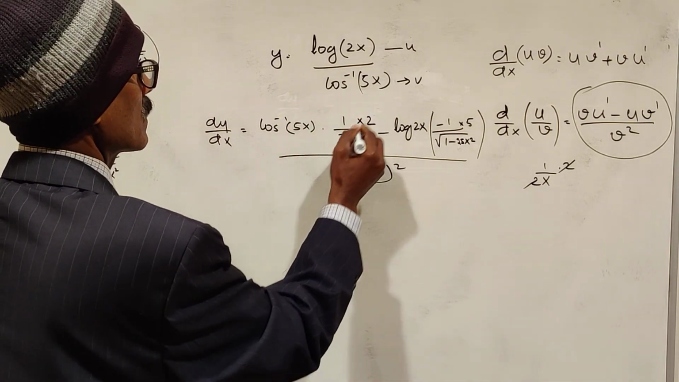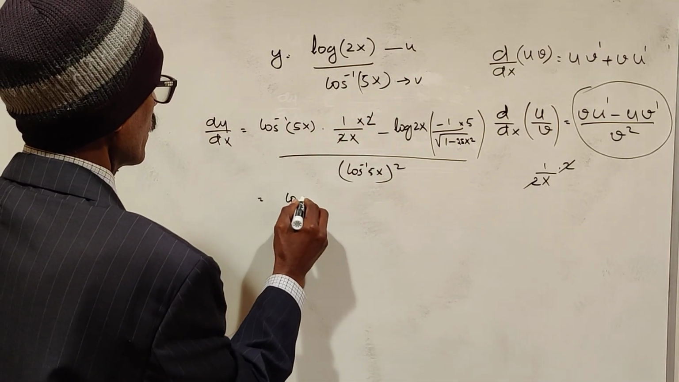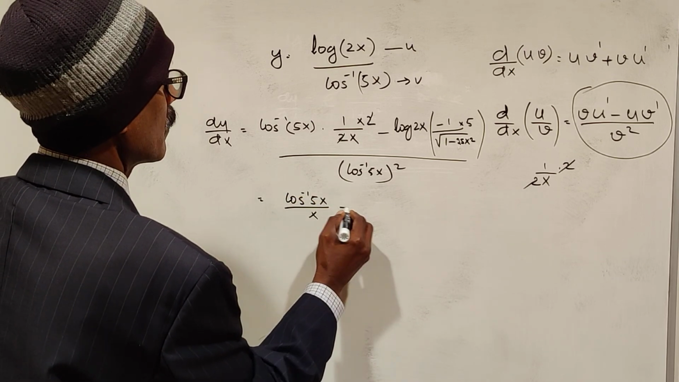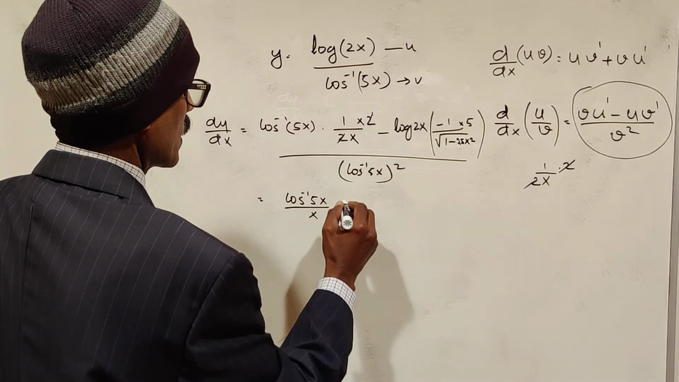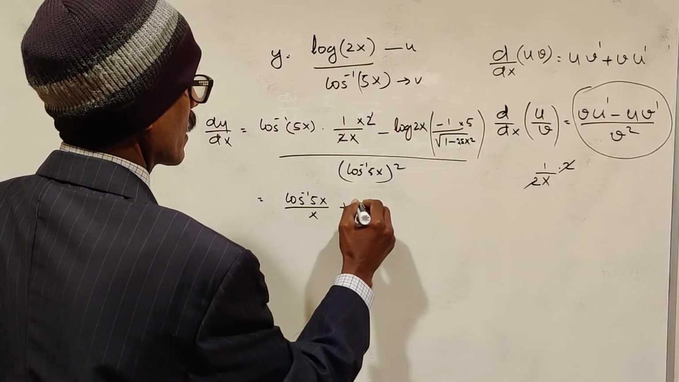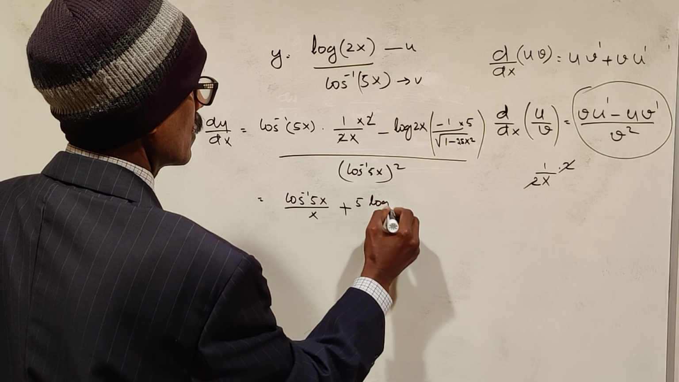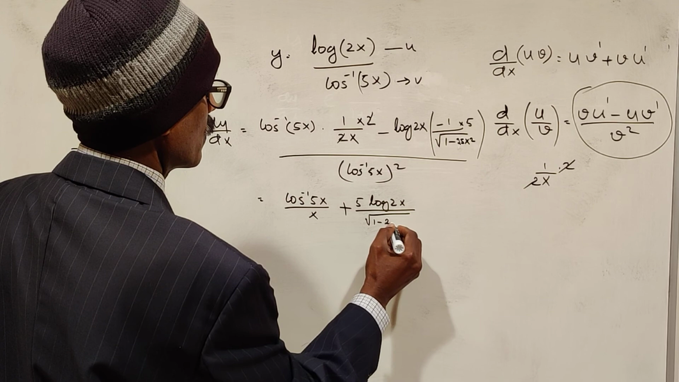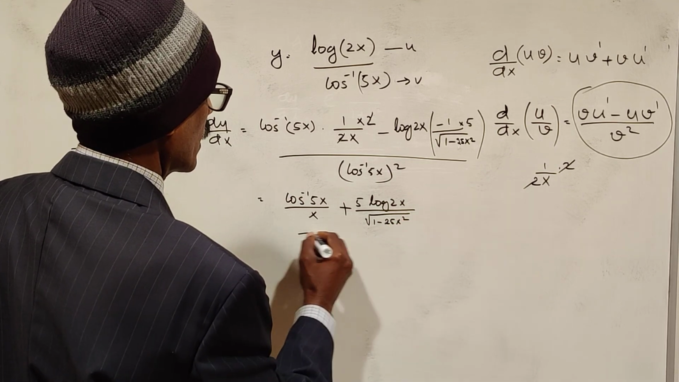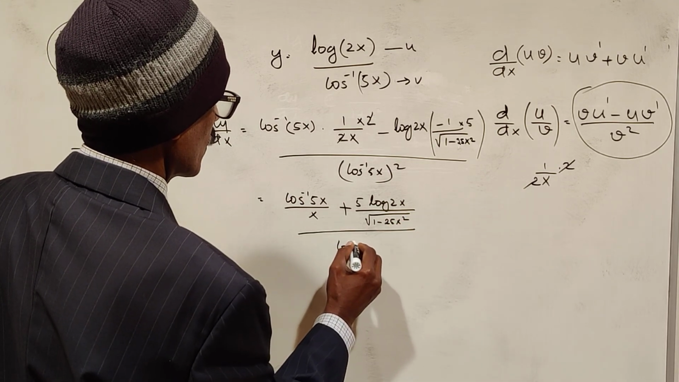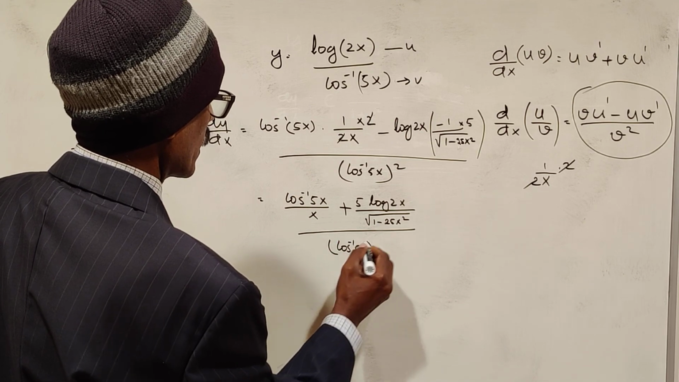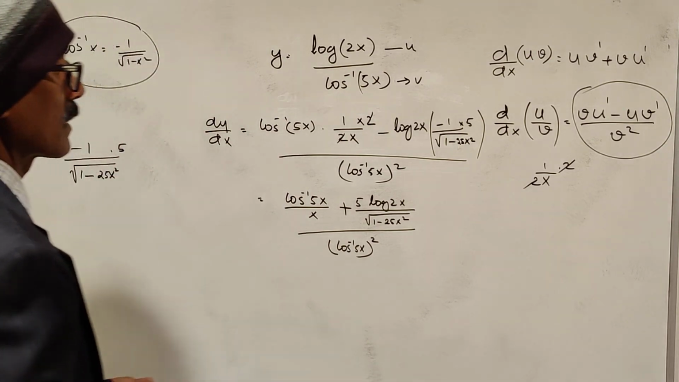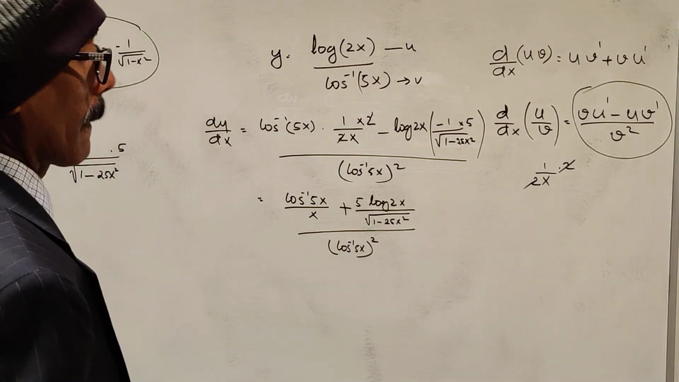So we can simplify this. Cos inverse 5x by x, minus into minus gives plus 5. I will write first, log 2x by square root of 1 minus 25x square, divided by cos inverse 5x the whole square. See, that is the answer. This one is the answer. You got it?